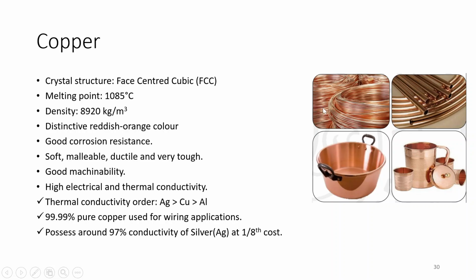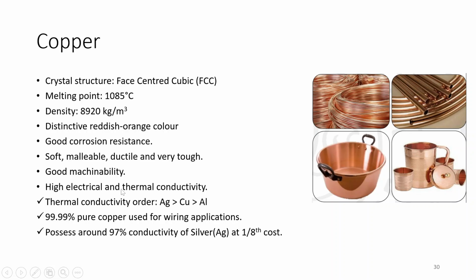So once the copper oxide layer forms, it will be an impervious layer, and it's more likely to remain uncorroded. And also it has good corrosion resistance, and it is soft in nature when it's in pure form. It's also malleable. Malleable meaning it can be made into thin sheets. Ductile, it can be made into thin wires, and it is very tough, and it also has good machinability.